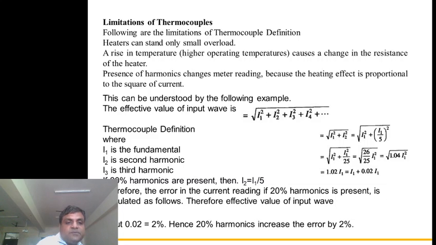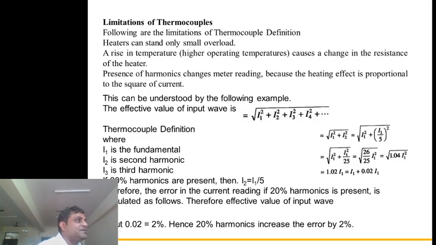see here, it becomes I equal to I1 plus 0. It means it becomes I1 plus 0.02 I1. It means this particular 20% harmonics gives 0.02, which means a 2% increase in error. The effective value I should be I1, but it is I1 plus 0.02 I1, and this 0.02 I1 is present due to this 20% harmonics.